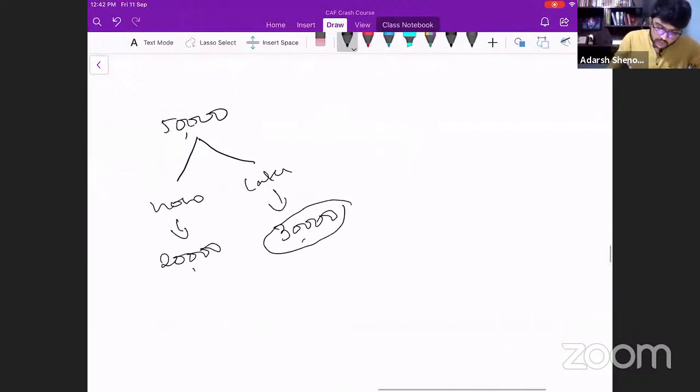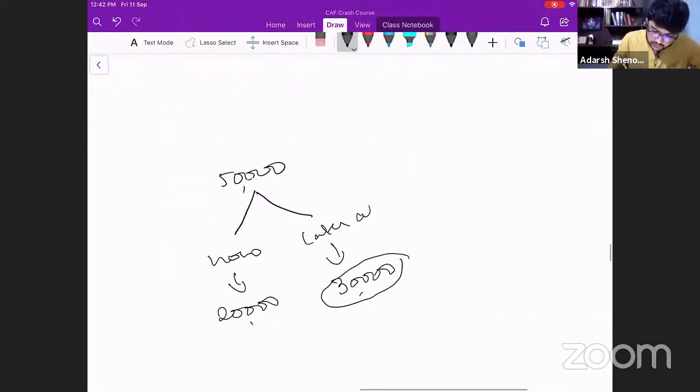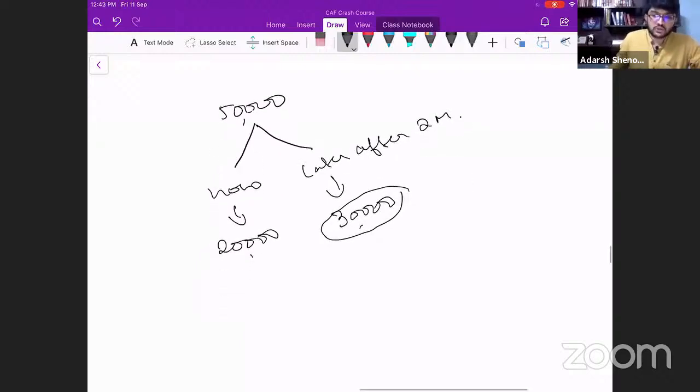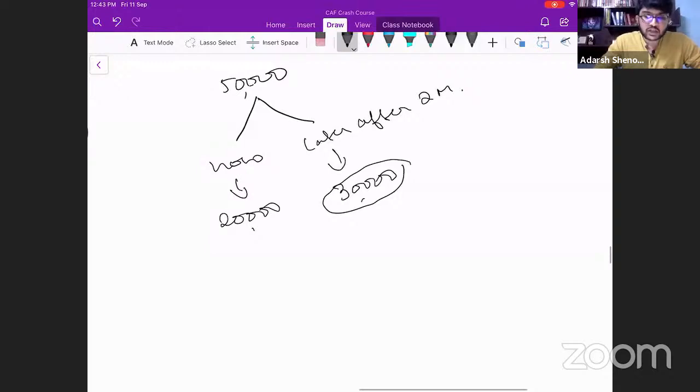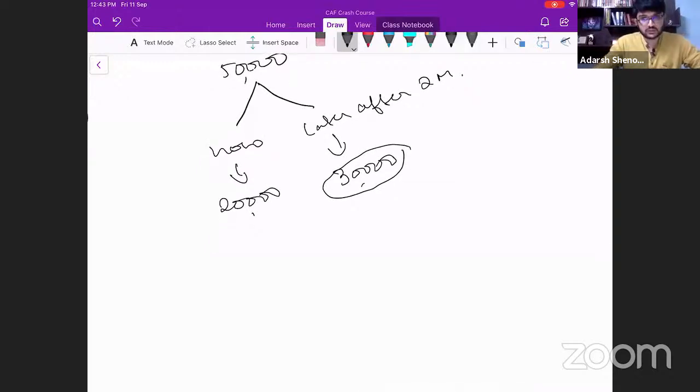Later means after how many months? After 2 months. So now I have to calculate interest. Can you tell me on what amount should I calculate interest? 50,000 rupees or 30,000 rupees? Should I calculate interest on the whole of 50,000 rupees? The answer is no. I should calculate interest only on 30,000 rupees.